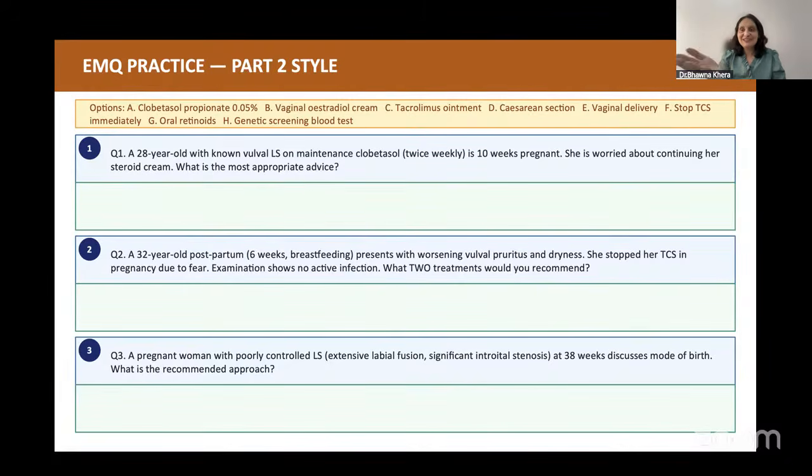So yes, we finished it in 10 minutes. I think it's less than 10 minutes. So let's talk about some questions. Okay, so what are the options here? Clobetasol propionate 0.05%, vaginal estradiol cream, tacrolimus ointment, cesarean section, vaginal delivery, stop the topical corticosteroids immediately, oral retinoids, genetic screening, or the genetic screening blood test. So these are your options, right? Now, what is the first question?